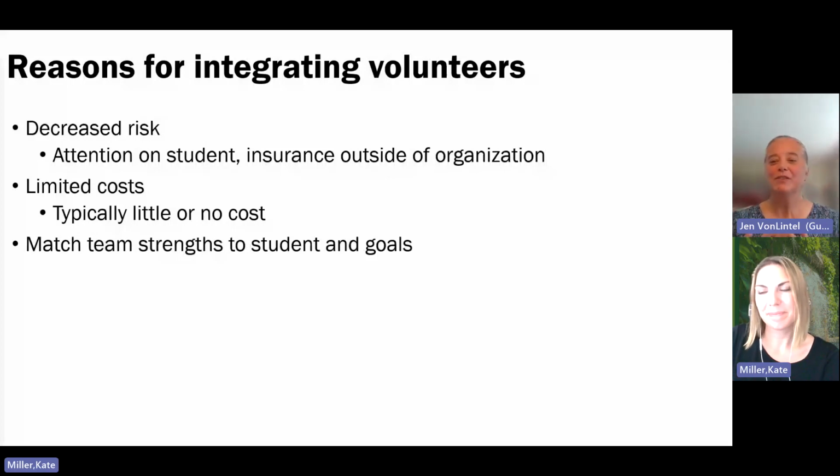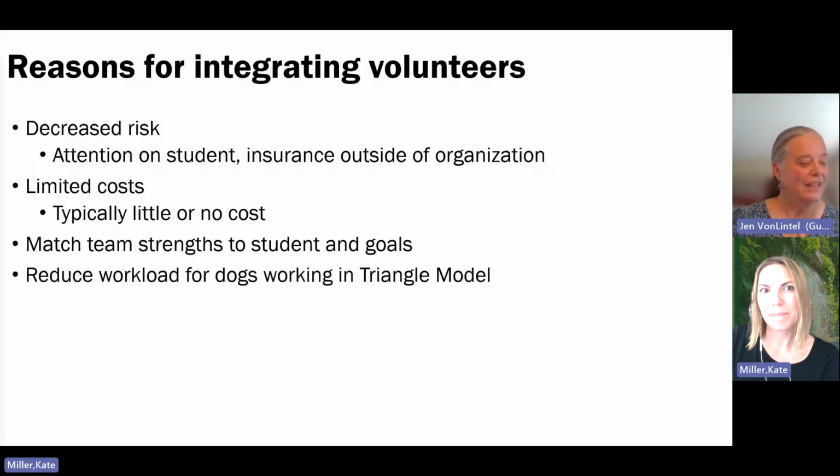Which team works best with each one of those students and the goals that they're working on? And let's see, we have a reduced workload for the dogs working in the triangle model because these teams typically come in for just an hour a week. Whereas when I'm working with my dog in a school setting, I have to be very conscientious of his schedule and put in a number of breaks and be looking for really the best times of the day for him to be doing certain interactions, like after lunch and recess.